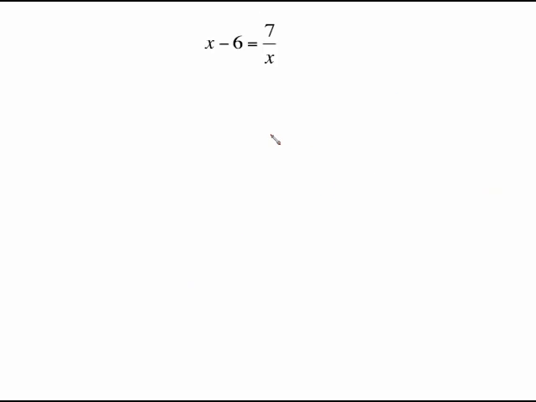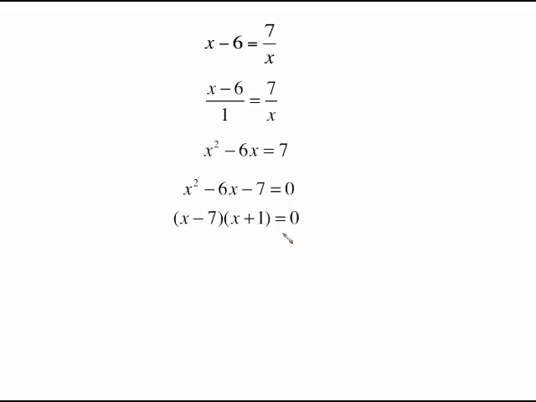Similar problem, think of x minus 6 as x minus 6 over 1. Cross multiply. It needs to be equal to 0 before we can factor it, so subtract 7 from both sides will give us this polynomial, which factors as x minus 7 times x plus 1. If you're having trouble factoring, go back and review all the factoring videos.